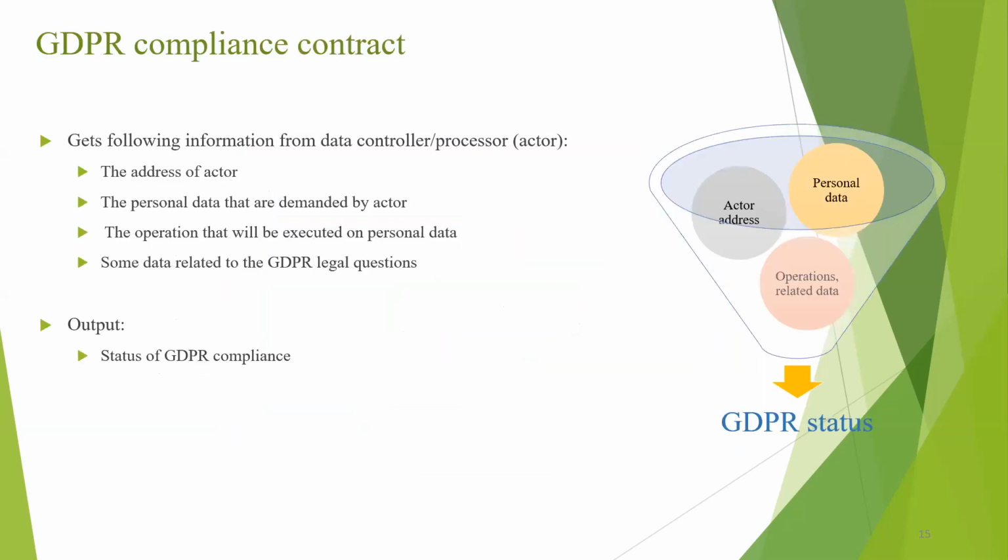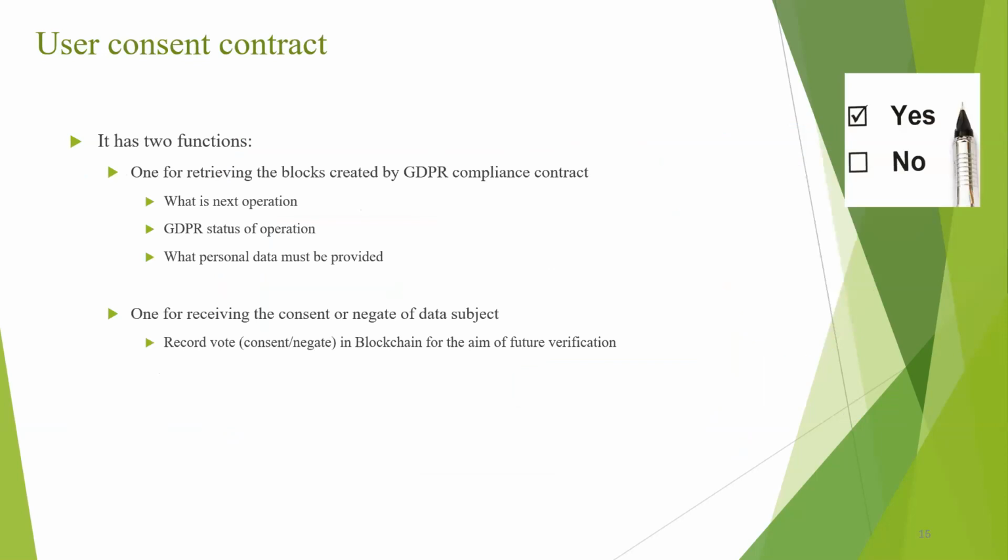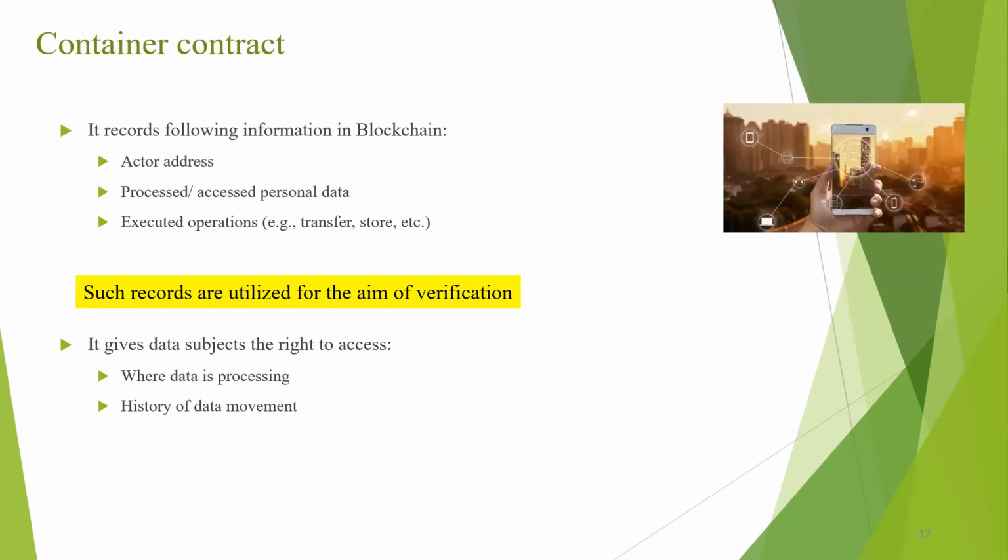So the GDPR compliance contract receives the purpose of data processing from the cloud providers and checks the GDPR compliance of the data received from the providers. Its output is the GDPR compliance status of such providers for the users. And we have the user consent contract that assigns a positive consent to the purpose of data processing. Through this contract, the user can freely retrieve the content of the purpose of data processing from the blockchain and give their consent to the providers, and we keep it inside the blockchain.